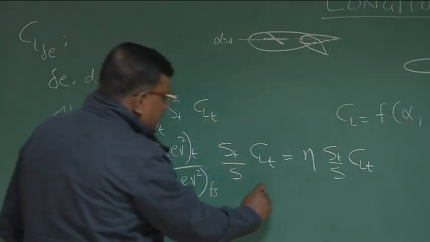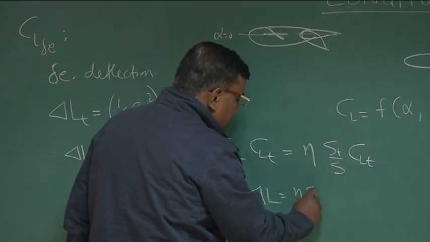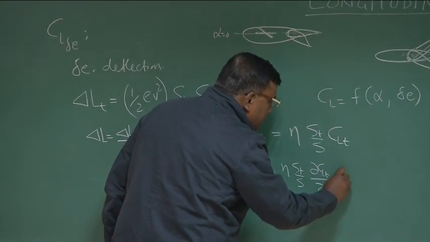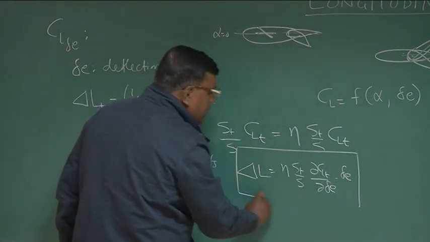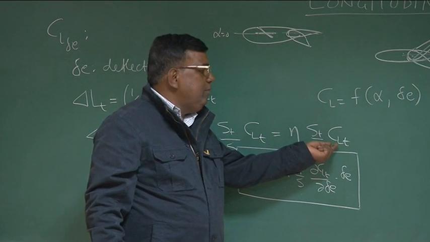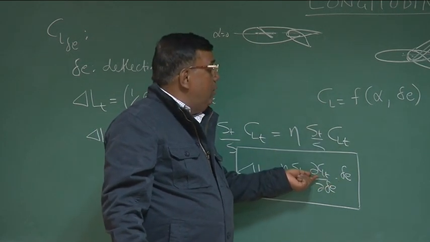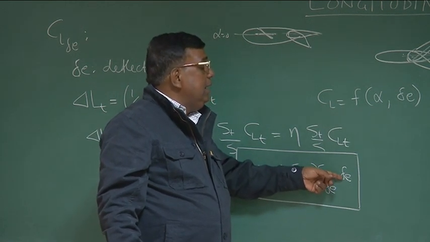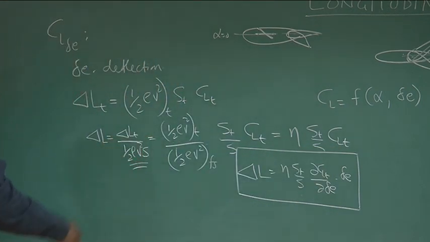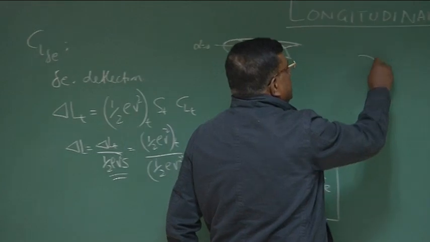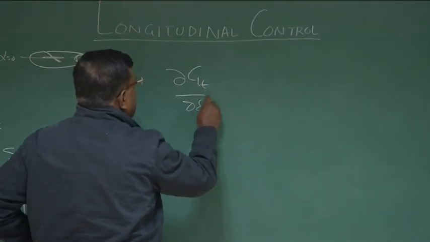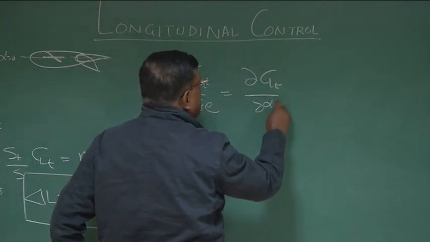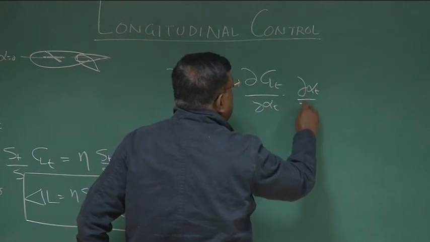Okay, so this I can again write delta L equal to eta ST by S and dCLT by d delta E into delta E. What is the meaning of this? As I was explaining, the CLT is because of change in delta E. So I want to know how much CL tail changes with delta E. If I know this gradient, I multiply with d delta E to get CLT. So I have written delta L like that. Now, let us carefully see. dCLT by d delta E could be written as dCLT by d alpha t into d alpha t by d delta E.